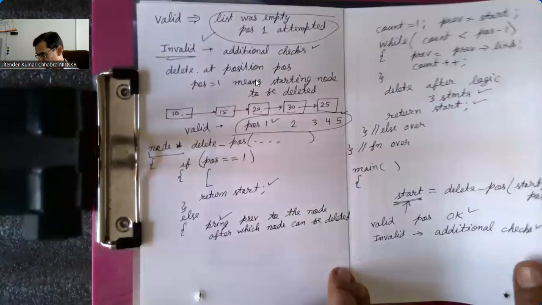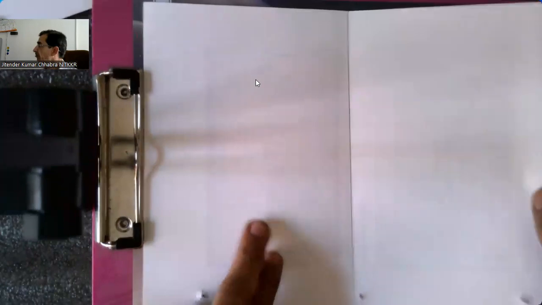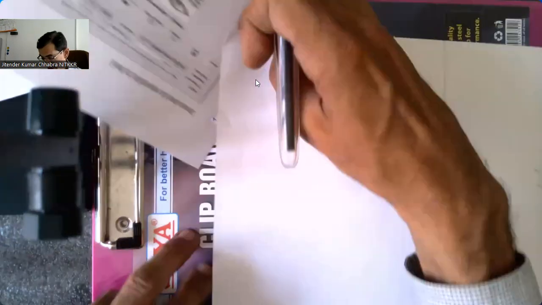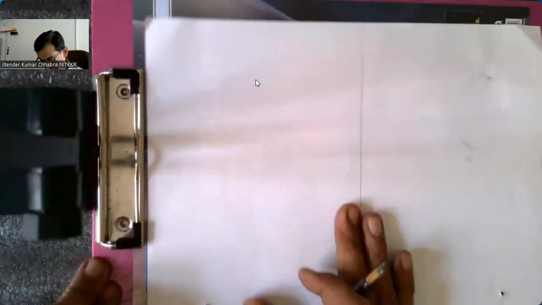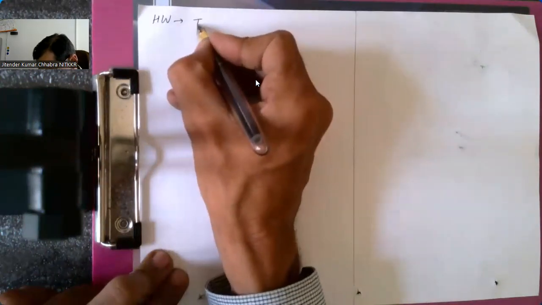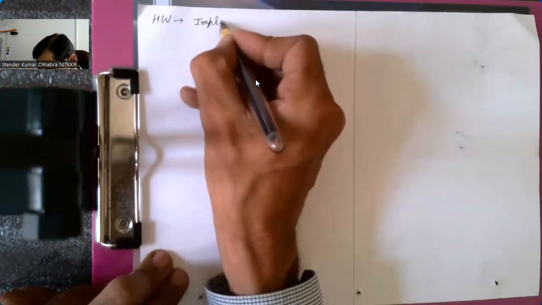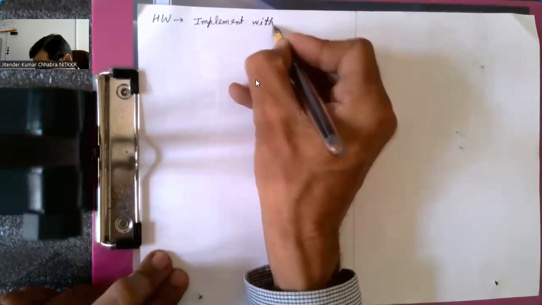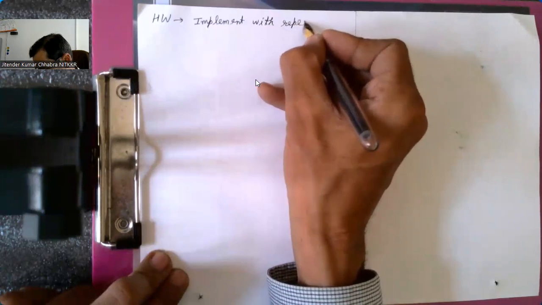So now based on that, let's wind up today's class by giving you the homework. What is the homework? First thing, obviously, the first homework is that I have to implement linked list for insert at position with repeated choices, so that you can try every situation.